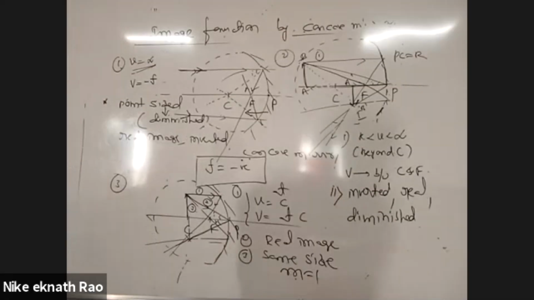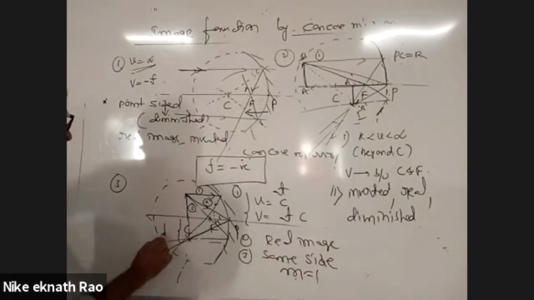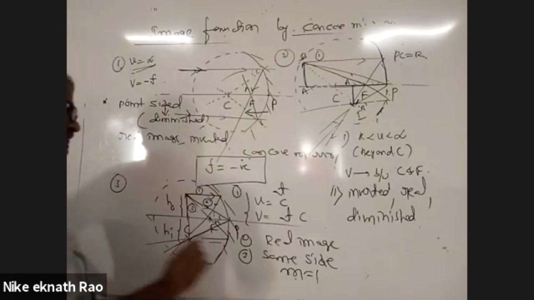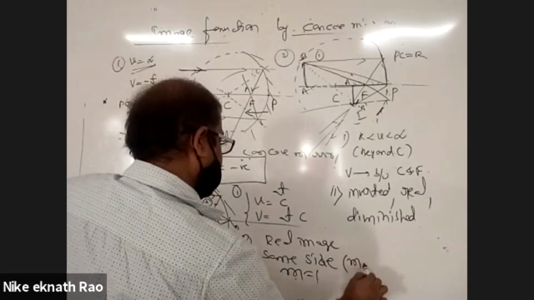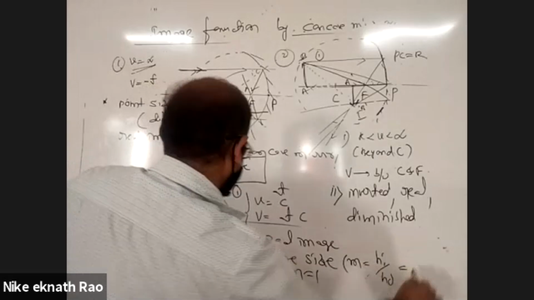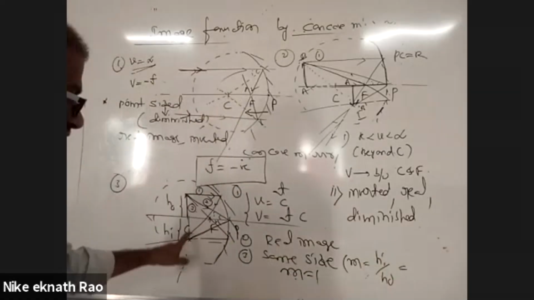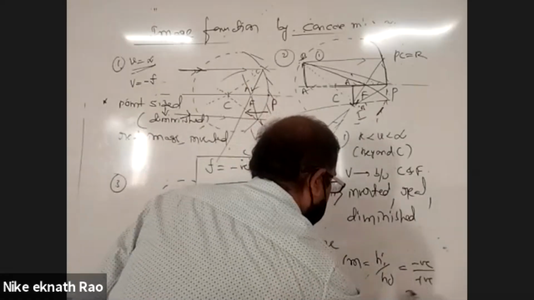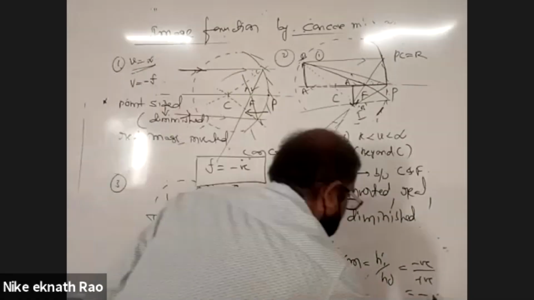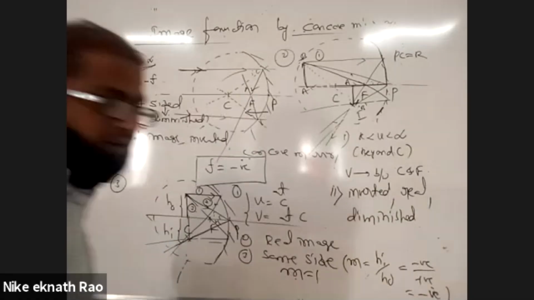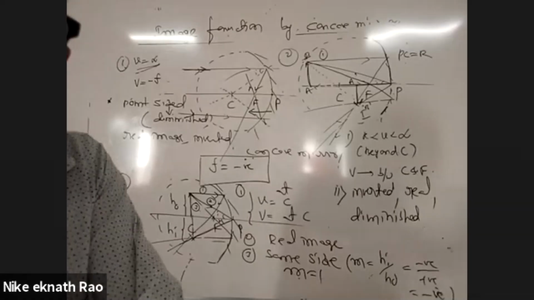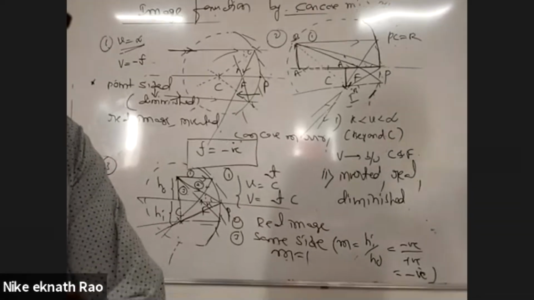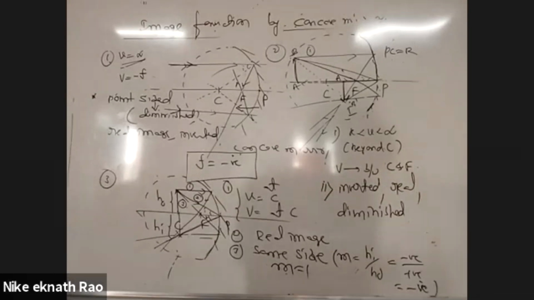What is the magnification? Height of the image is downward. Height of the image over height of the object: image height is negative, object height is positive. Negative by positive, what will we get? Therefore, the magnification for a real image is negative. For a virtual image it is positive.